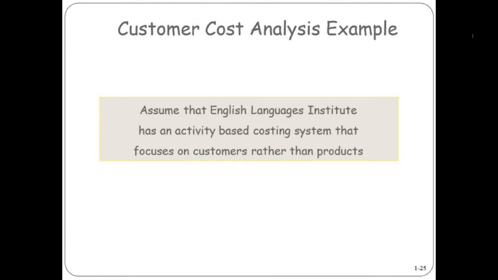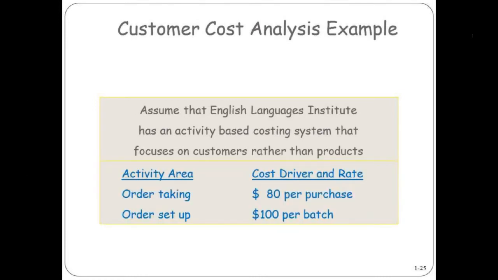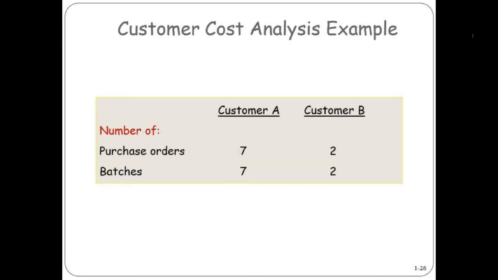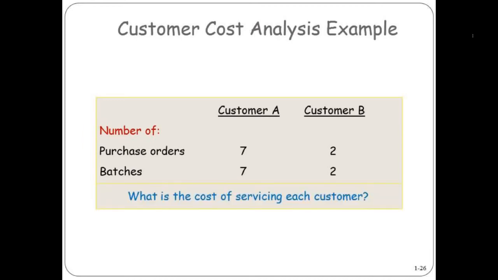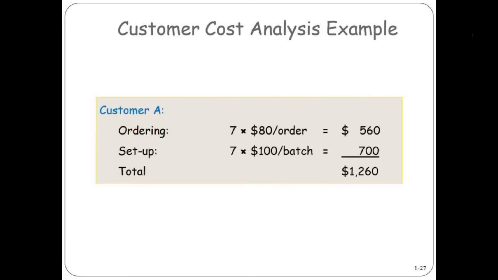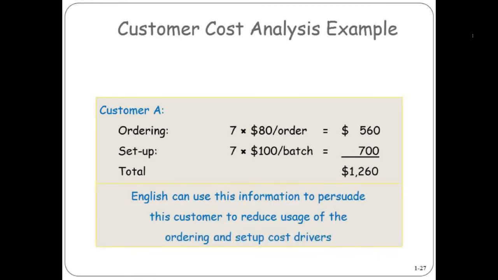So they want to figure out, were these profitable customers? And they use an activity-based costing system, and they know that they have $80 per purchase and $100 per batch for order taking and setup. Customer A took a disproportionate amount of order taking and batch time and batch setup time. So let's see what the cost of servicing each customer was. Customer A had $1,200 in servicing costs, which hurt their profitability. And knowing that, they would then go back probably to those customers and see if they could change the business model so that they could reduce this $1,200.